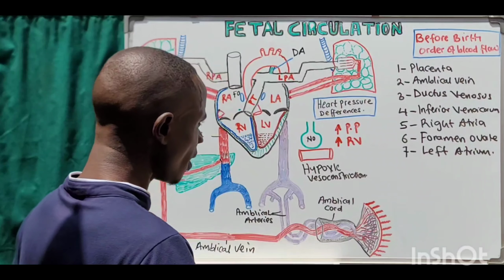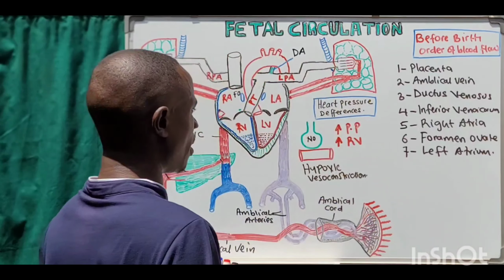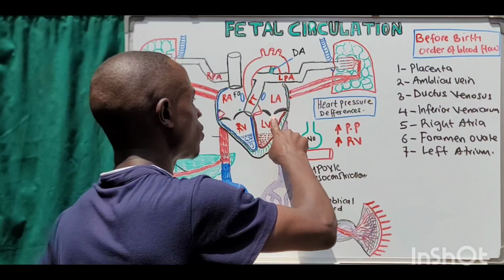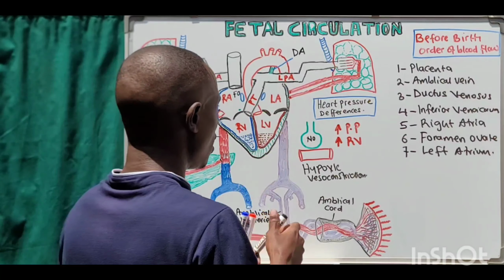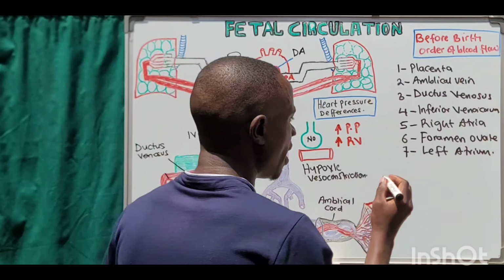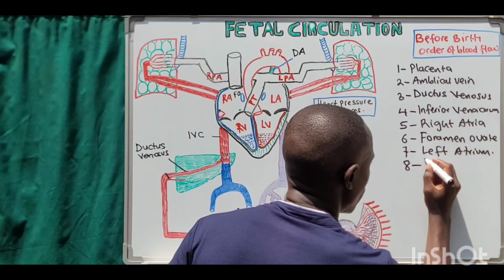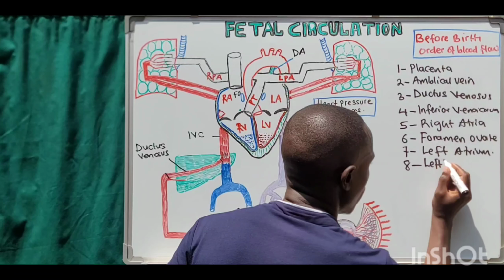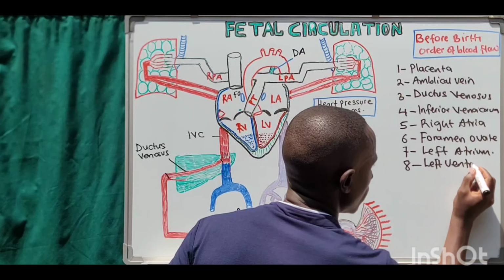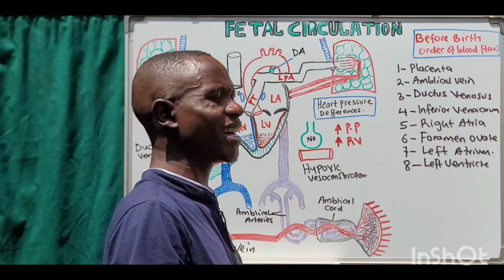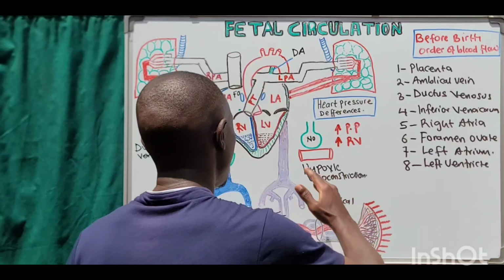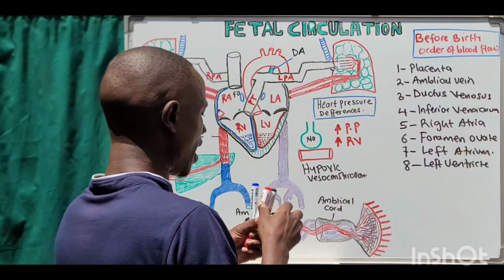Okay, and then also from the left atrium, this blood is not going to be moving into the left ventricle, and of course going to be bypassing what we call the mitral valve. So now our eighth step is going to be what we call the left ventricle. Okay, the left ventricle, and of course the left ventricle will squeeze this blood as if it has never squeezed before, and this blood will enter what we call the aorta.